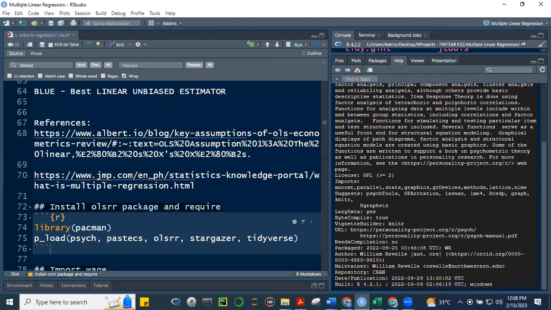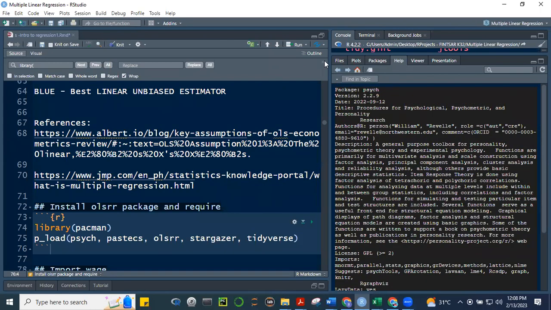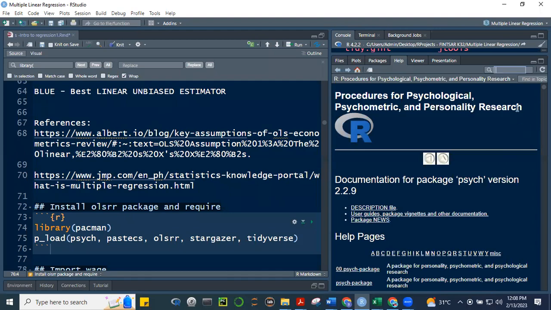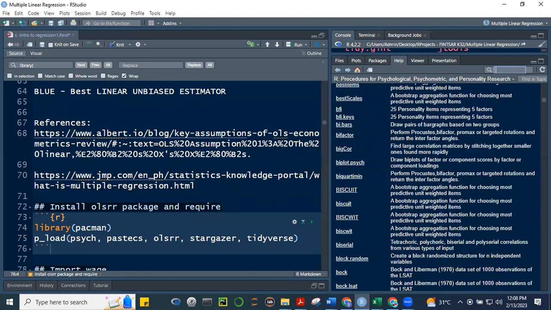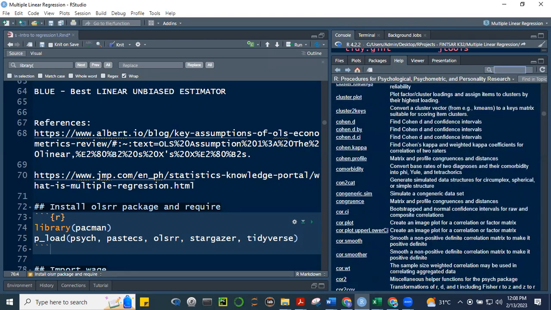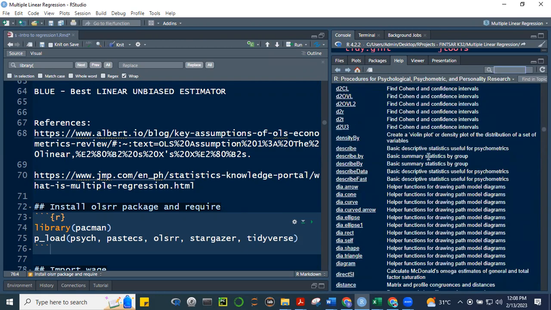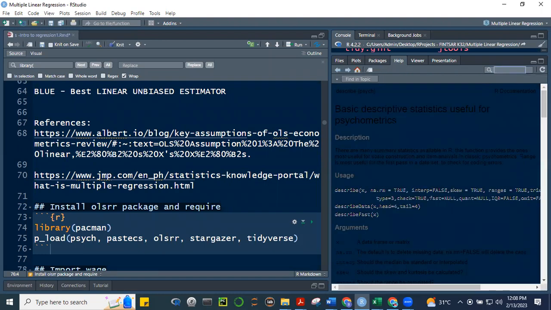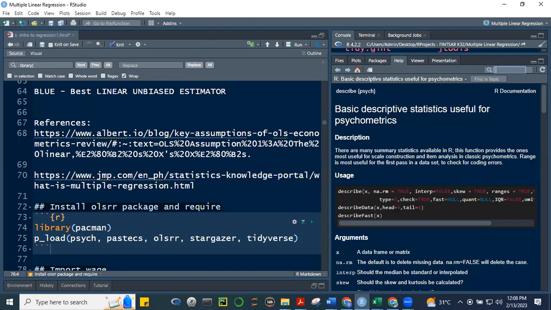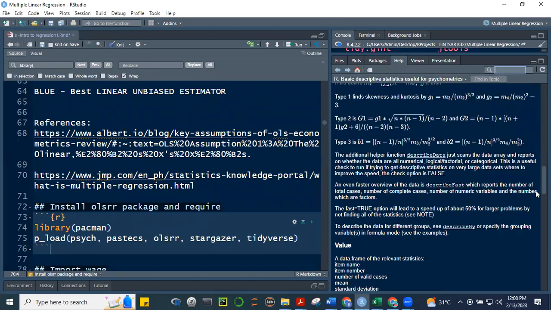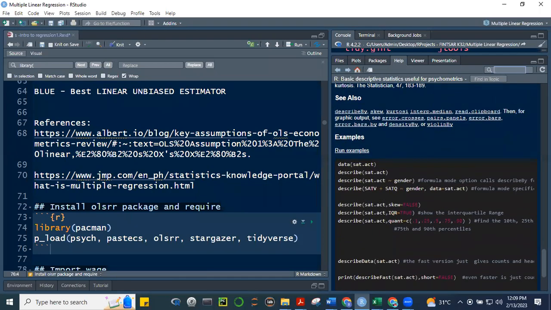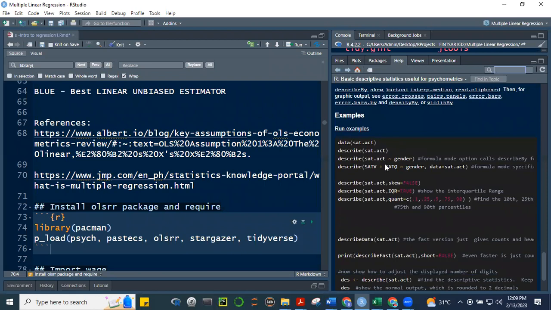Okay, for the psych package, let me go back here. Example natin to ha. Yung letter D, for example. Itong describe na to. Ayan o, best descriptive statistics for psychometrics. So the describe function, yan. So marami siyang gamit. Ito, example tayo, no? So I'll just run everything here.